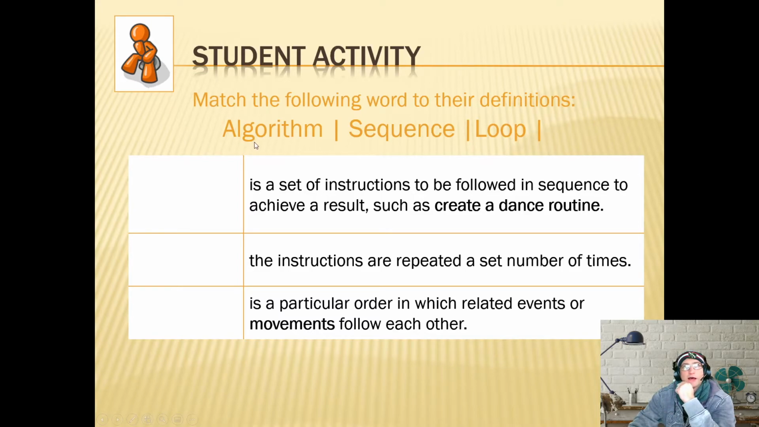Here are some definitions. I've got algorithm, I've got sequence, I've got loop. I've got 3 definitions here. All I want you to do is match the following word to the definition. What is a set of instructions to be followed in a sequence to achieve a result, such as create a dance routine? The instructions are repeated a set number of times. Is a particular order in which related events or movements follow each other. So I'd just like you, in your pink books, to write down the key definitions of those 3 words, please.